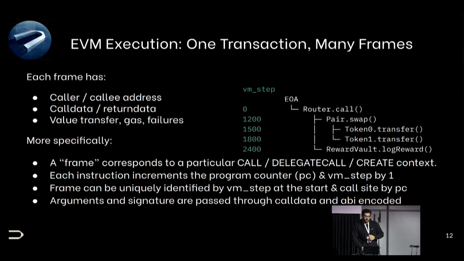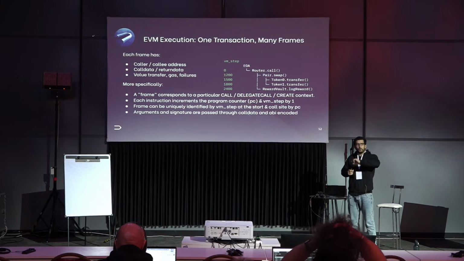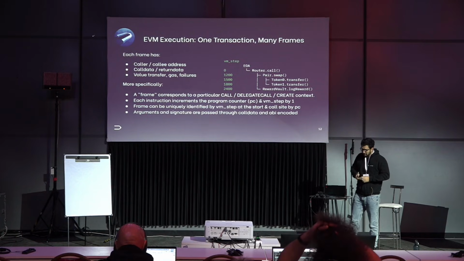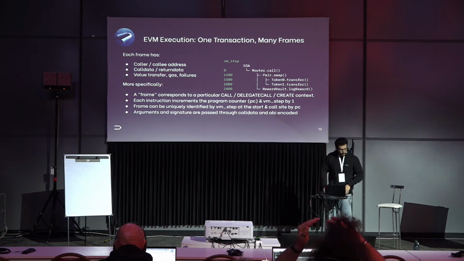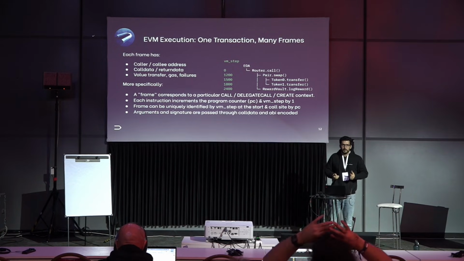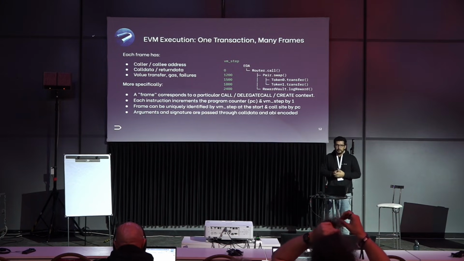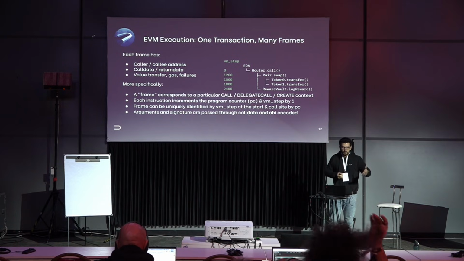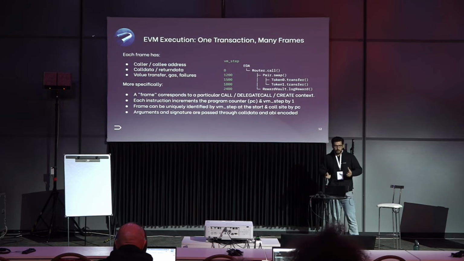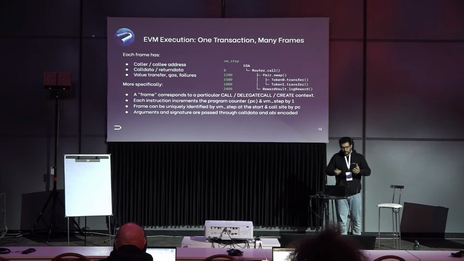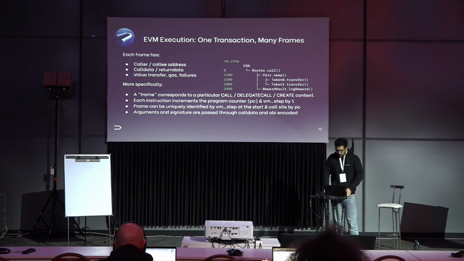Okay. Another interesting thing about this is the program counter, which is incremented and changes whenever there's a jump. The program counter in a frame, we can also record that, and that becomes the call site of the current frame as well. Another thing you should note is that arguments are ABI encoded when you are calling a function, and they are passed through call data, and the return values are passed through a buffer called the return data. And again, everything is ABI encoded.